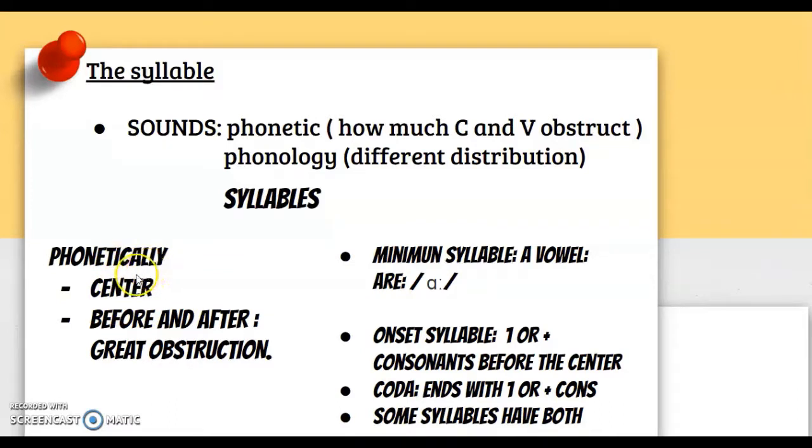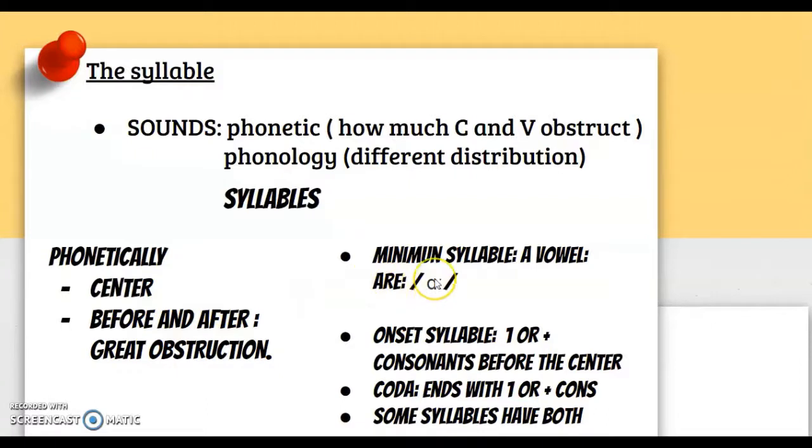So the center of the syllable is where there is a lot of air going out, so that's why we always say that the vowel is the center of the syllable, because there is no obstruction, and it's perceived louder. Before and after the center, a great obstruction can be found, that is to say, at the beginning and at the end of the syllable. There will be greater obstruction to the airflow and a less loud sound. We will see these examples.